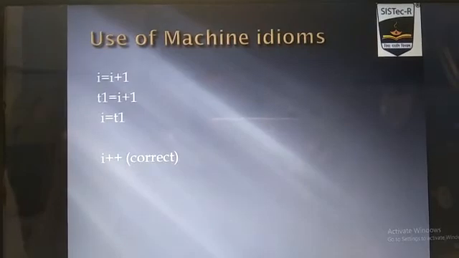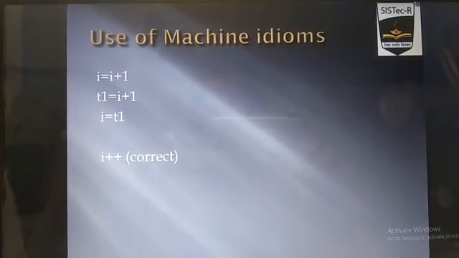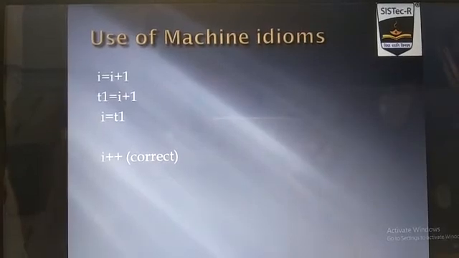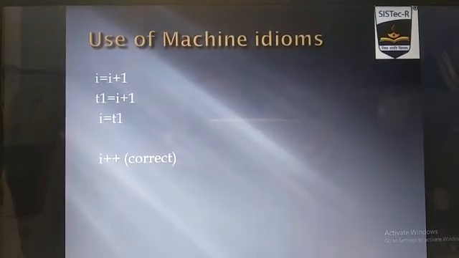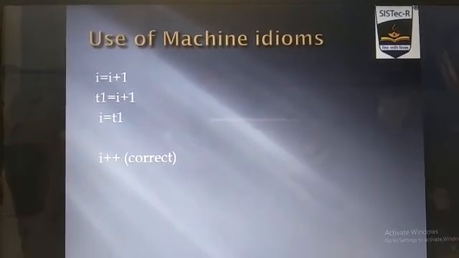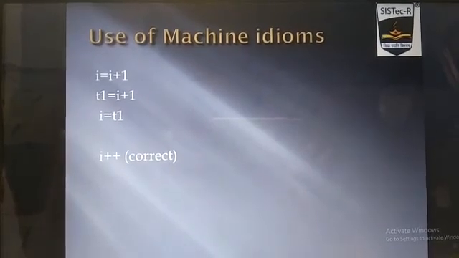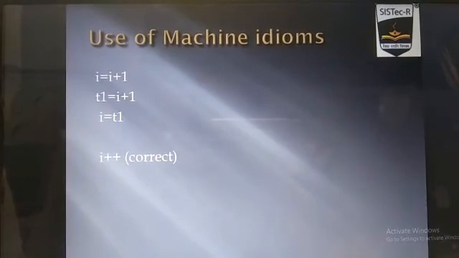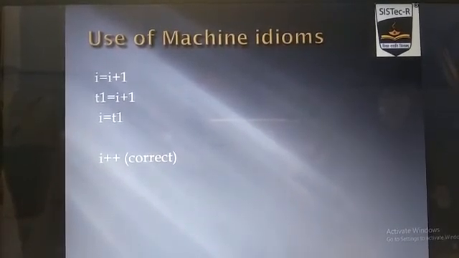Use of machine idioms. Machine idioms are just like i++ or i--, pre and post operators. So here if given i equals to i plus 1, and again the three address code for the above code, we can eliminate this code and just use i plus plus for the increment purpose.